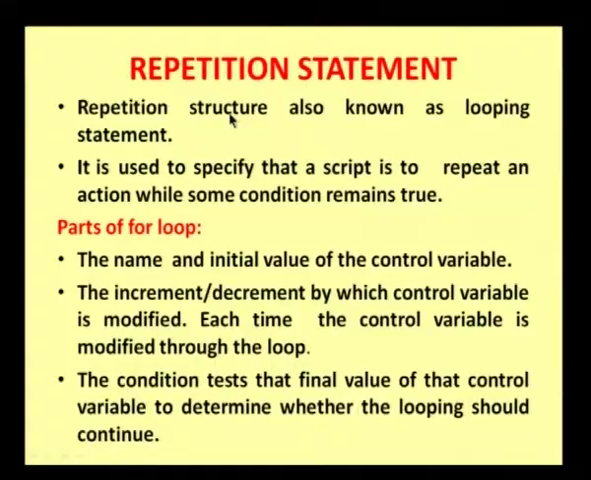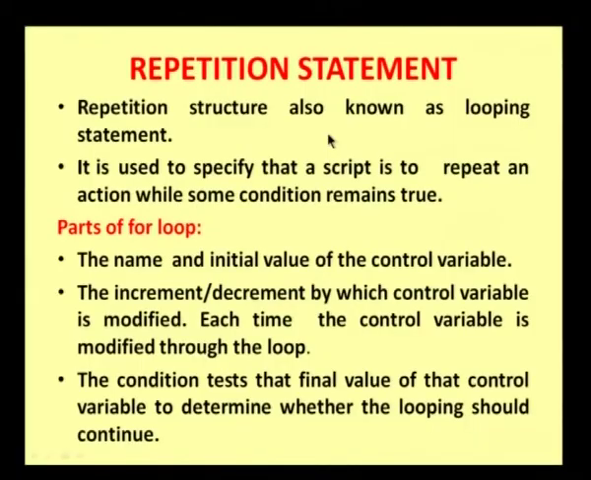So the next important control structure is the repetition statement. Repetition statements are nothing but executing a set of statements again and again until the condition is satisfied. So doing a work again and again is called repetition. The repetition structure is also known as looping statements. So we can call this repetition or looping. It is used to specify that a script is to repeat an action while some condition remains true. Until the condition is true, the statements will be executed. When the condition is false, the program control will come out of that loop.